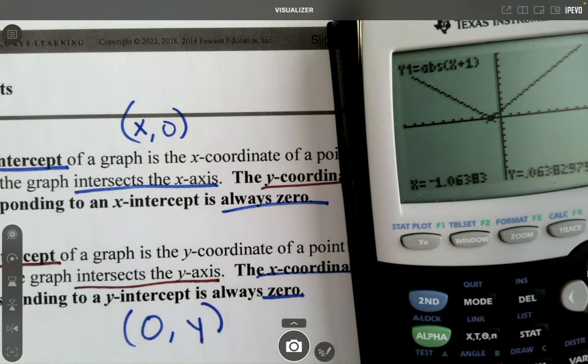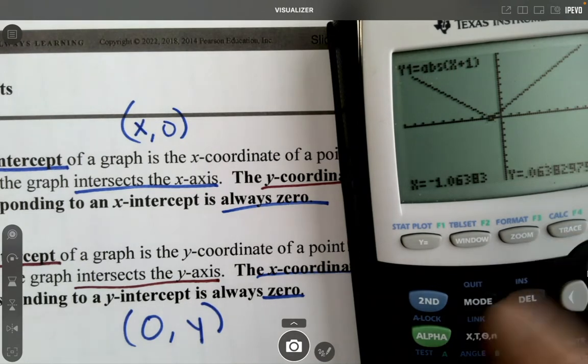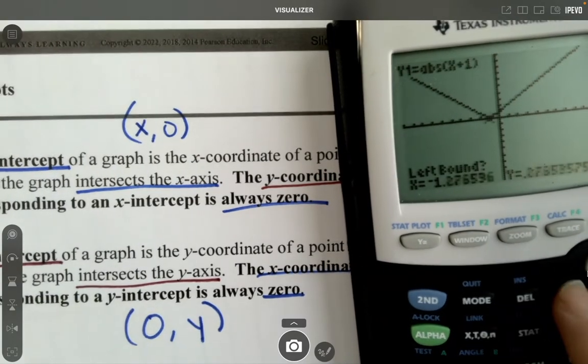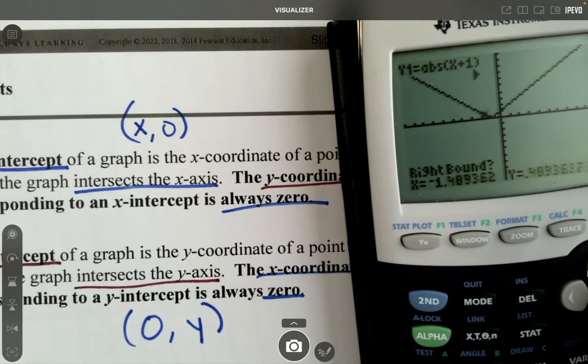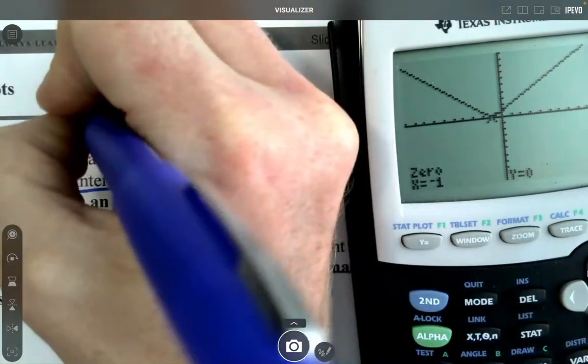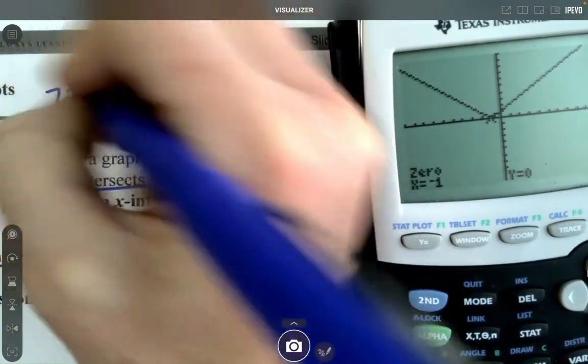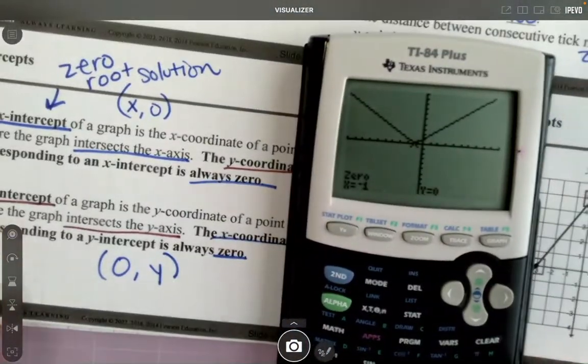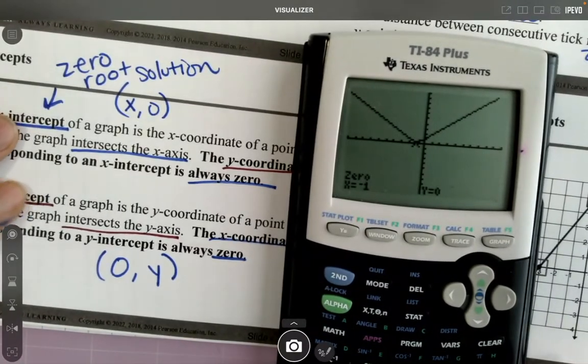You can hit, let's see, second trace, which is calculate. And we want to find the 0. And so we'll go to the left side, push enter. To the right side, push enter. Yes, push enter. And that gives you a 0. An x-intercept is also called a 0. You also see the word root and solution. That's your x-intercept. They all mean the same thing. So we'll be seeing that later on in the semester.